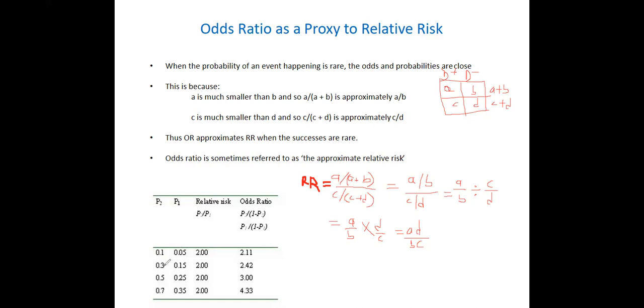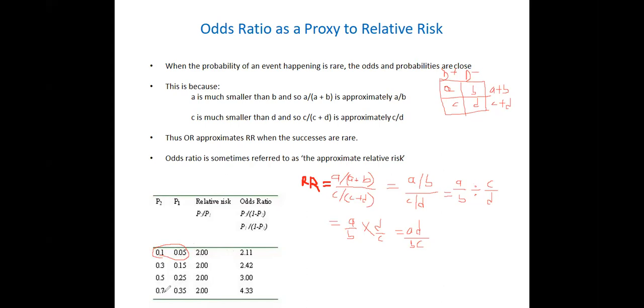Look at the prevalence, it is higher here and it is also higher here. The prevalence is becoming higher in both. So the relative risk is the same, but look at the value of the odds ratio. This first one is where the disease is rarest, where you are having 0.1 and 0.05. Can you see that is where you have the lowest odds ratio? The relative risk for all of them is the same.